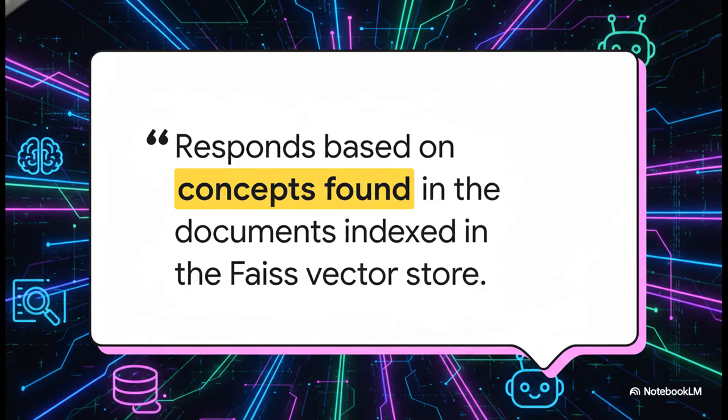I really want to draw your attention to this quote directly from the source material, because honestly, it beautifully summarizes everything we've talked about today. The chatbot responds based on concepts found in the documents indexed in the FAISS vector store. That is the magic of RAG right there. The system works so well because it completely grounds every single answer in its mathematically indexed reality. It combines the deep understanding of NLP, the rapid search of FAISS, and the generation capabilities of Ollama to provide these incredibly accurate, helpful responses.